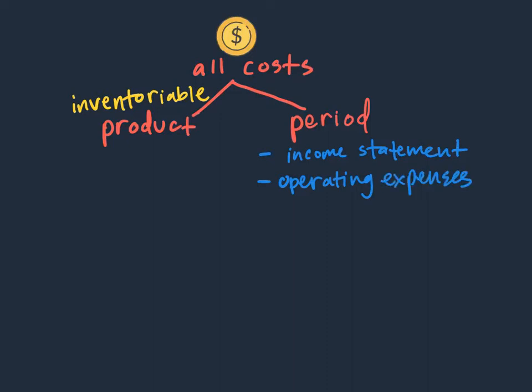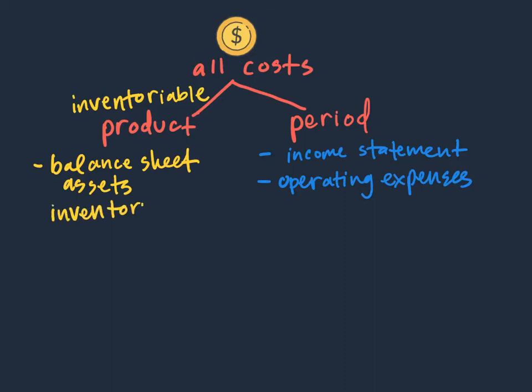Whereas product costs do not go immediately to the income statement, these costs will initially go to the balance sheet. And on the balance sheet, they will go under the assets section, specifically into one of our inventory accounts. And a manufacturer has 3 different inventory accounts. Those are raw materials, work in process, and finished goods.